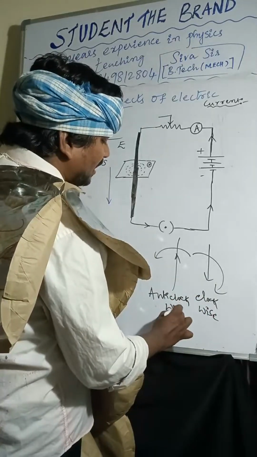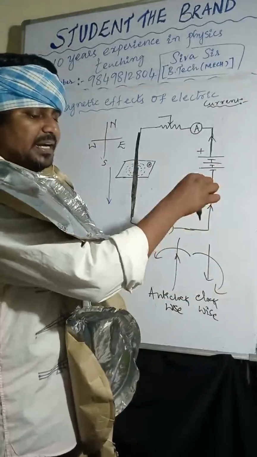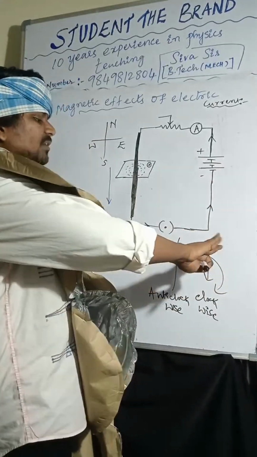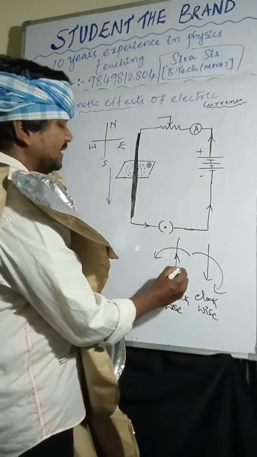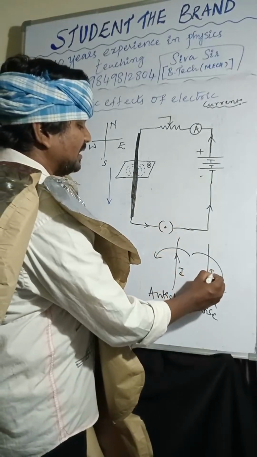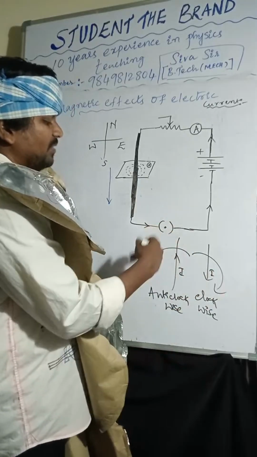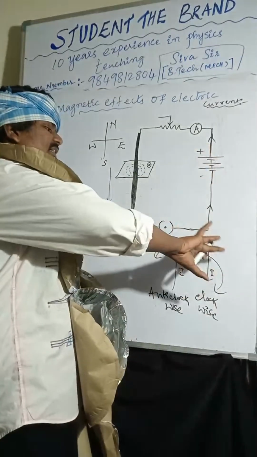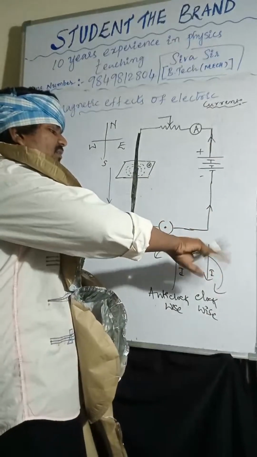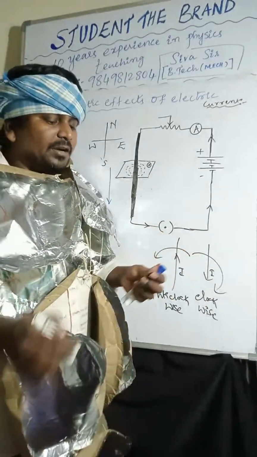So with the help of clockwise and anti-clockwise, if the current is passing in the downward direction, the magnetic field will be in the clockwise direction. If the current is passing in the upward direction, where this is current I, the magnetic field will be in the anti-clockwise direction. If the current is passing downward, the magnetic field will be clockwise. So very important.